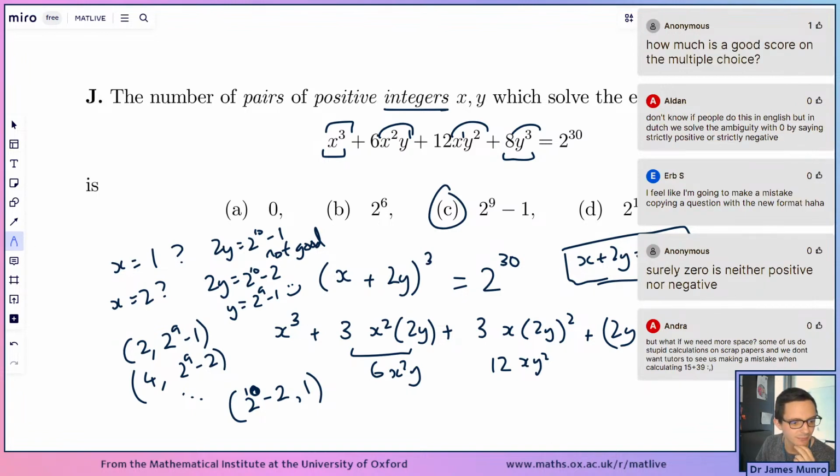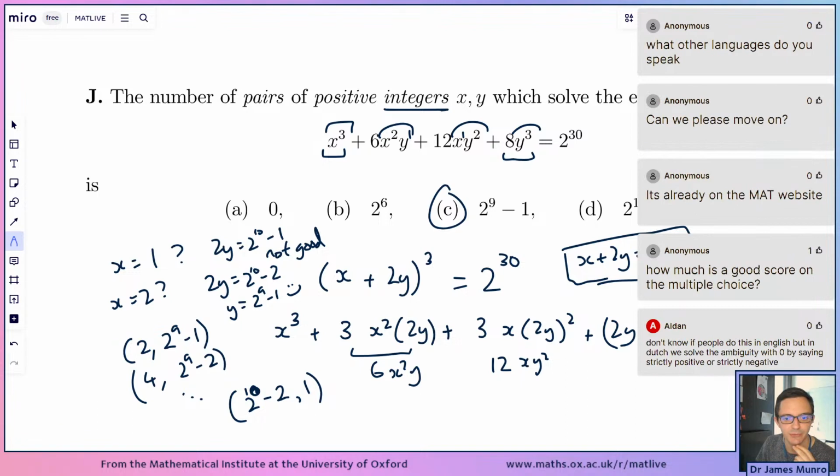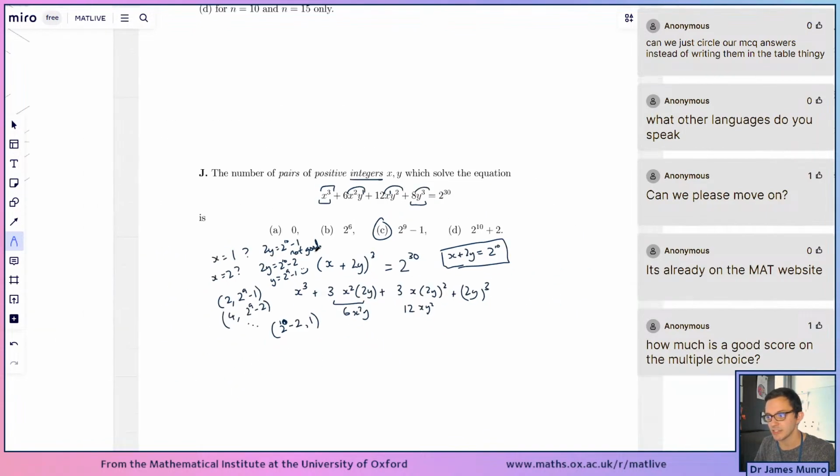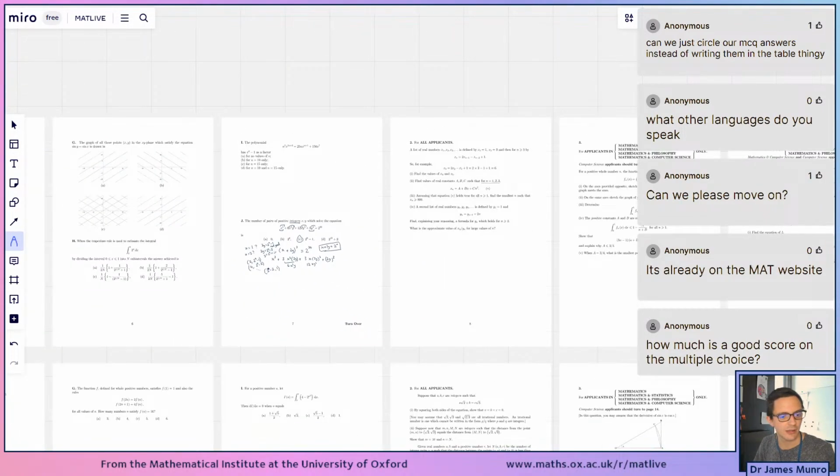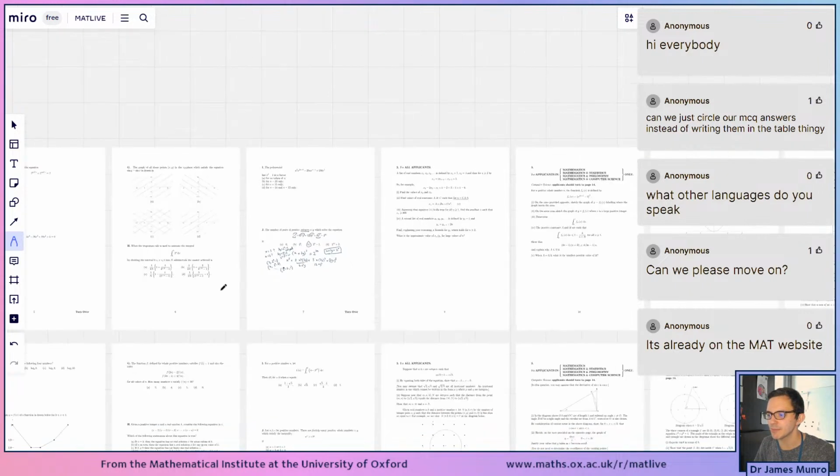Cool. Can you circle multiple choice in the table thingy? No, please use the table thingy. Especially this year, there's nothing to circle because this year it's just a blank answer booklet, which you'll see soon. Hi everybody in chat. New specimen paper. Oh, we got loads of past papers now.